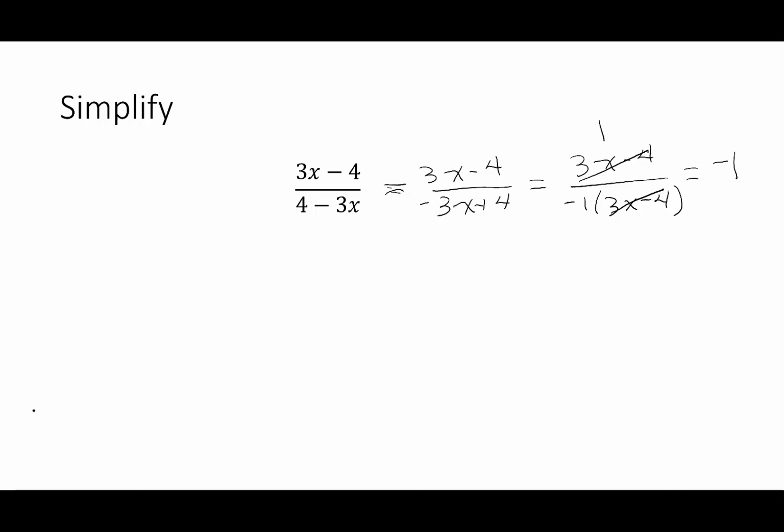In general, what we're seeing in the last two examples is that if I have b minus a, I can write it as negative 1 times a minus b. This allows me to reverse the order without losing the equality of the expression.